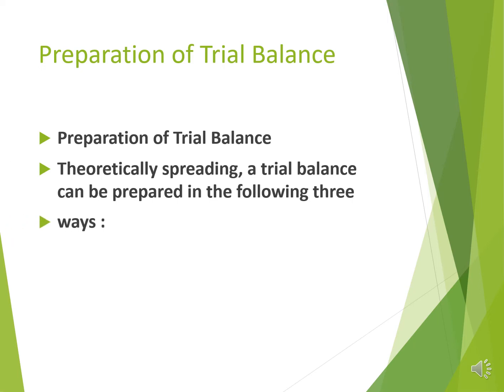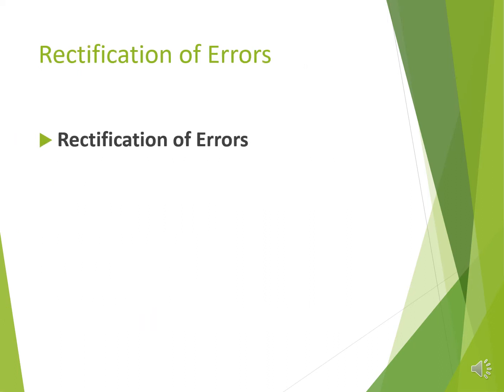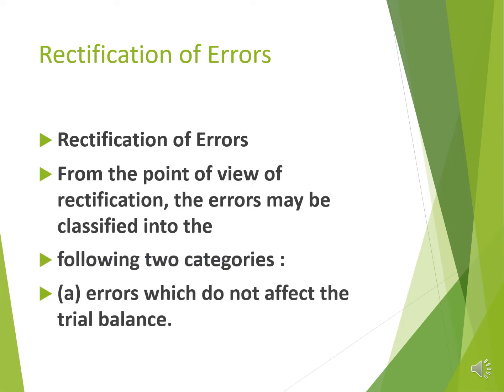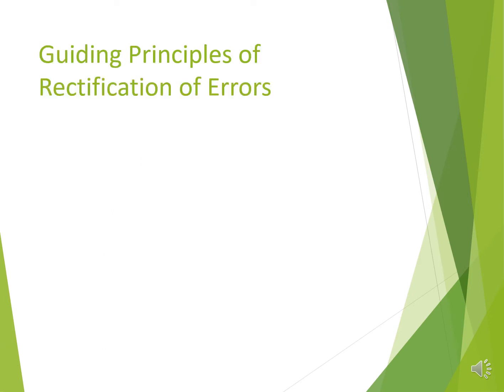Theoretically, a trial balance can be prepared in the following three manners: total method, balances method, and the total cum balances method. Rectification of errors: as we have seen, if there are some errors, we will rectify them. There are certain types of errors which we are going to discuss here. We can categorize the errors from the point of view of rectification: errors which do not affect the trial balance and errors which affect the trial balance.